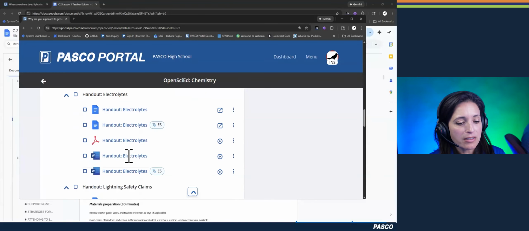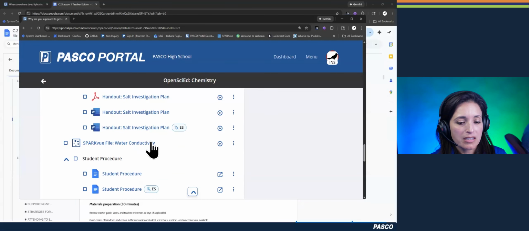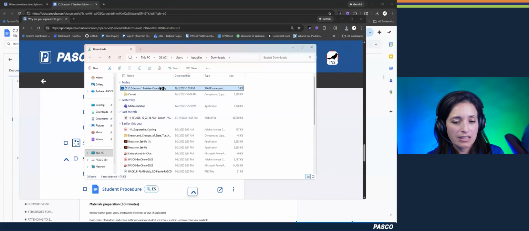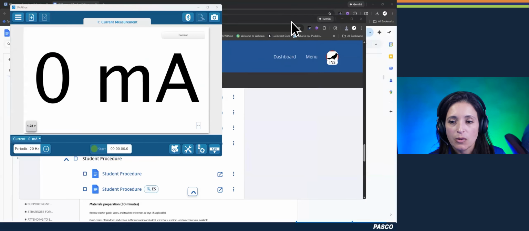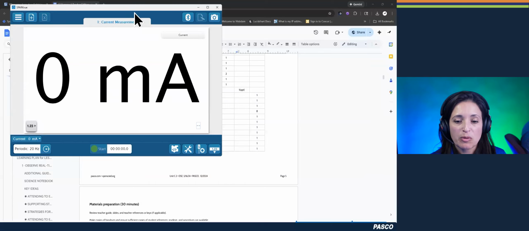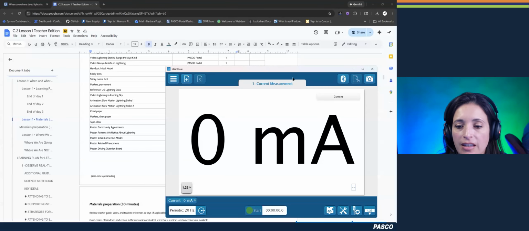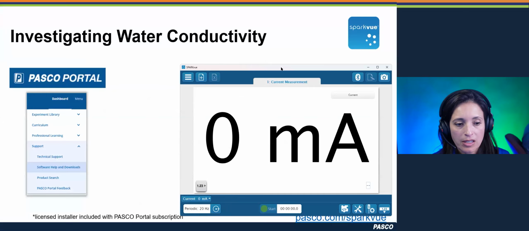So there is a file for doing the SparkView activity. So I'm going to download it. And now that I have it in my downloads folder, I can open it. And that will open SparkView. SparkView is a software that comes with a Portal subscription. But there's also a web-based version that you can get in a browser. And I'll put that up in a moment. Let me make that small. Okay. So there's that SparkView file. We'll come back to it in a second.